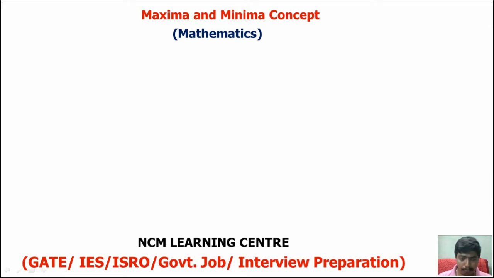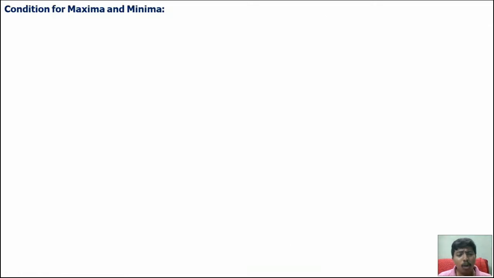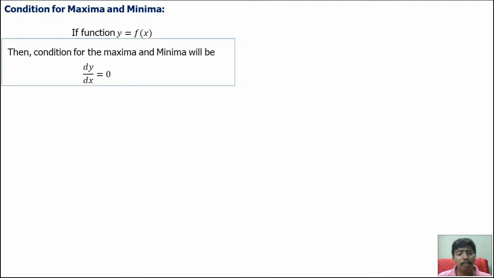First we will discuss how to calculate the condition for the maxima and minima. Let us take a function y is equal to f of x. The condition for the maxima and minima is that the first derivative of this function is equal to 0. If the first derivative of the function is equal to 0, definitely the function will be at a maxima or minima. How is that? This is a formula, but if you know the justification, then only the formula will be easy to remember. So we will discuss the justification.